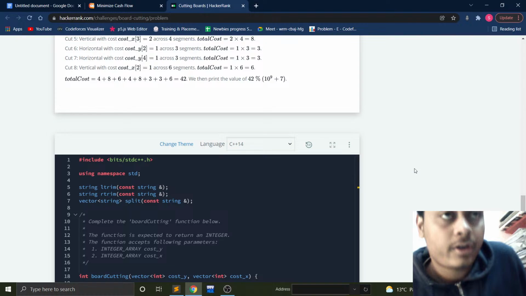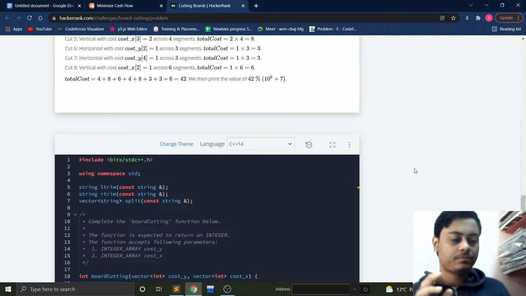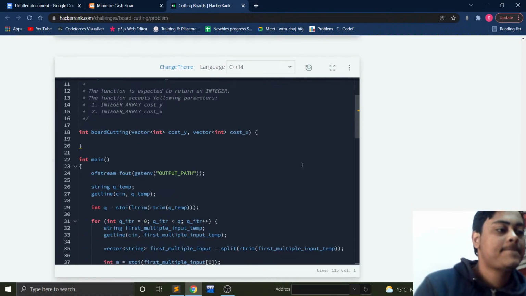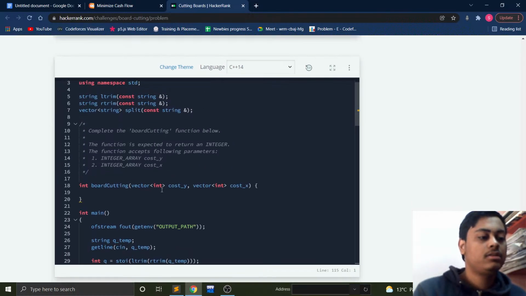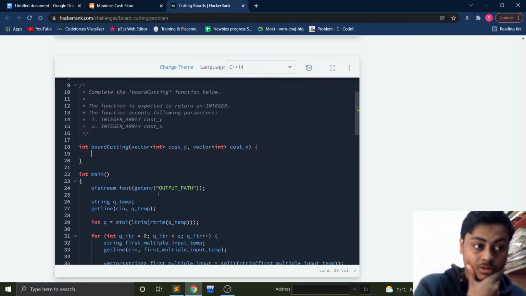Then we have to keep track of whether a cut is horizontal or vertical, because we'll combine them into one single array and then sort it. We can keep pairs to keep track of whether they are horizontal or vertical, and for the multiplication factor we can keep track of the number of segments in horizontal and vertical separately. How many have been seen till now? Okay, yeah, I have two vectors, cost y and cost x, right?